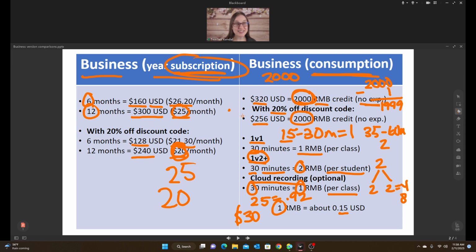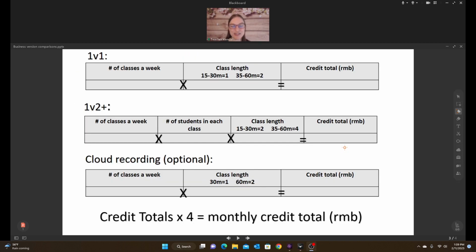So looking at this, I would say the subscription is the best option for me money-wise. It's going to save me more money, okay? Now let's say you have a much simpler schedule. For me, I teach all 1v1 and they're all 30 minutes or less. So I don't have to do anything in this category. I just have to do my 1v1 category up here.